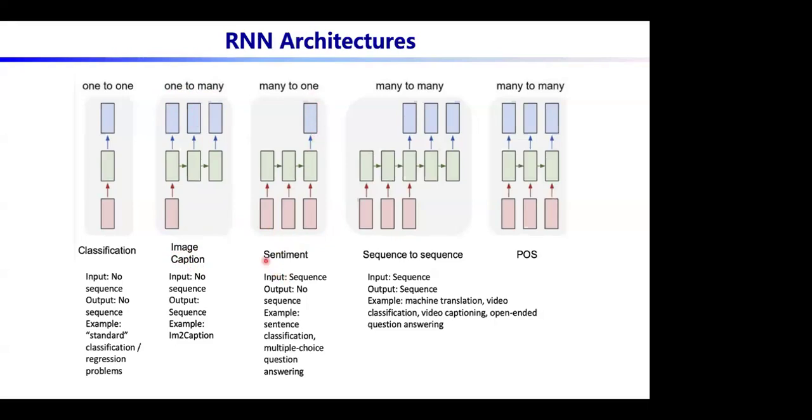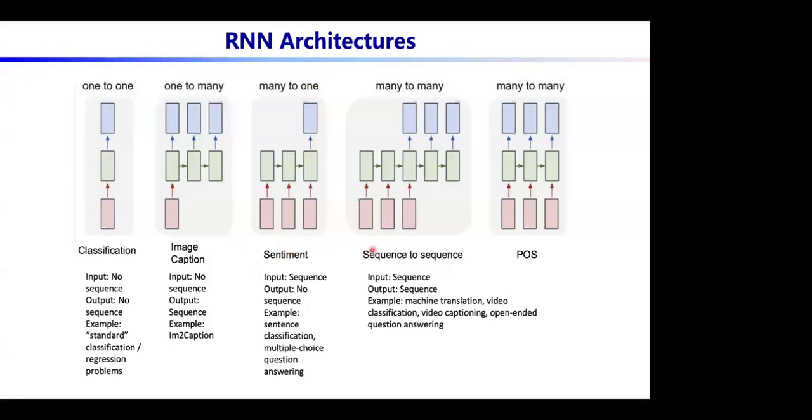Alternatively, we could have many inputs with a single output. This can be sentiment analysis, meaning that we give it some sentences and then it outputs some kind of score, essentially some kind of scope of the sentiment of the sentences you described.